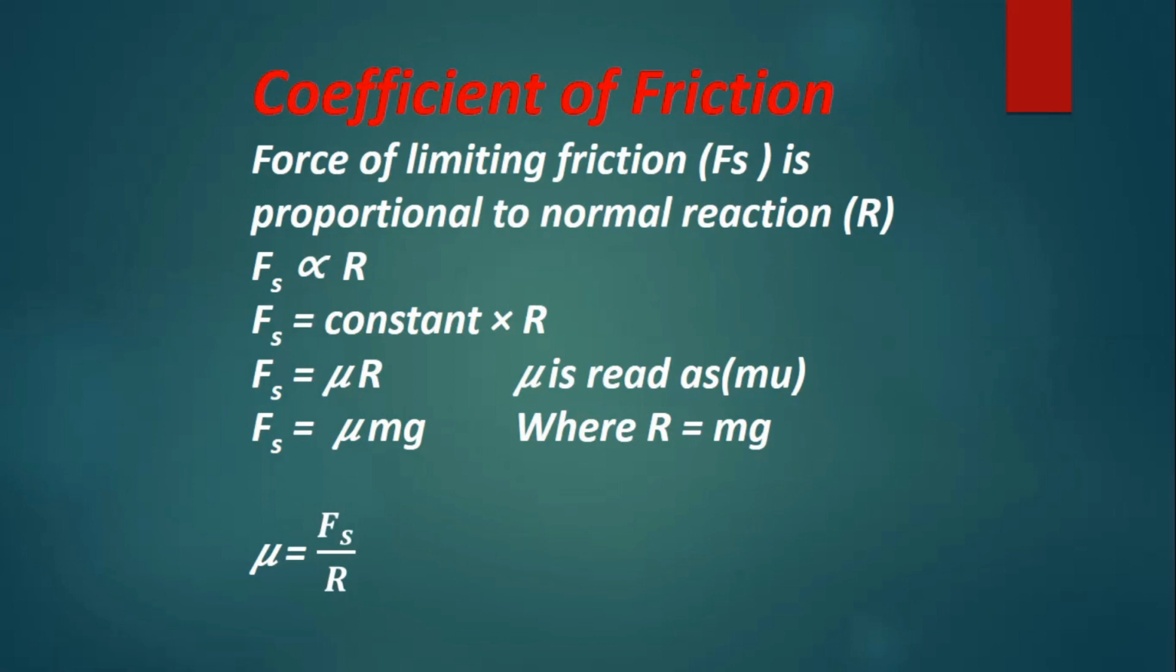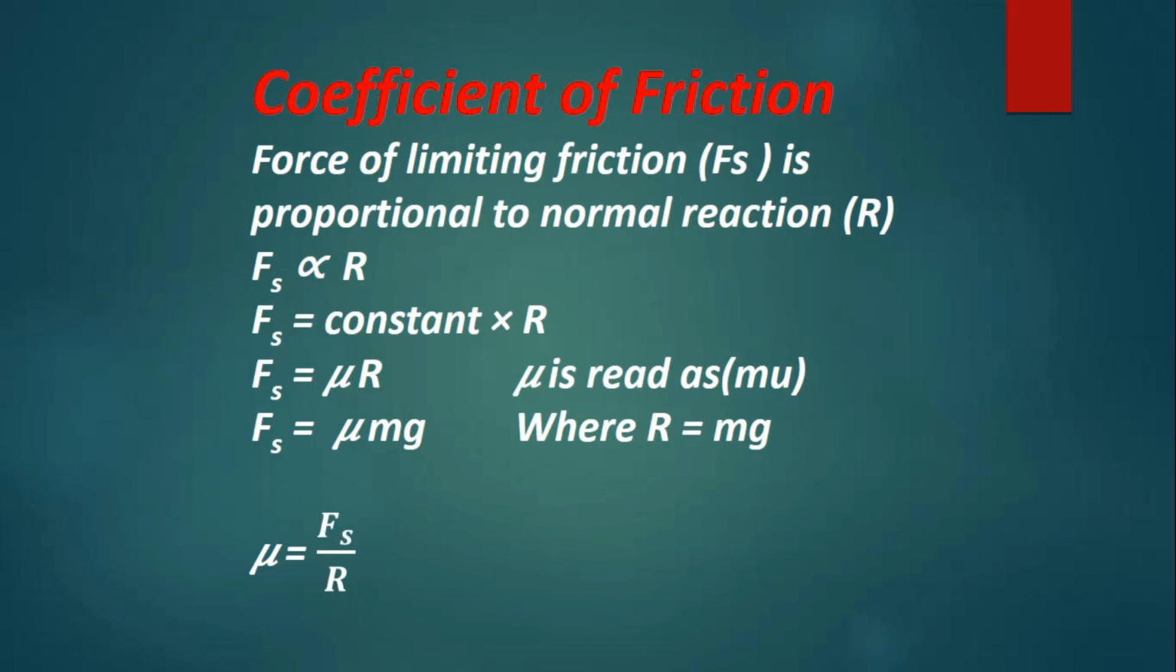Now, coefficient of friction. The force of limiting friction is proportional to the normal reaction R. So what is normal reaction? Actually, normal is also called perpendicular. Clear? And you know perpendicular means 90 degrees. So how can you feel normal force or normal reaction?